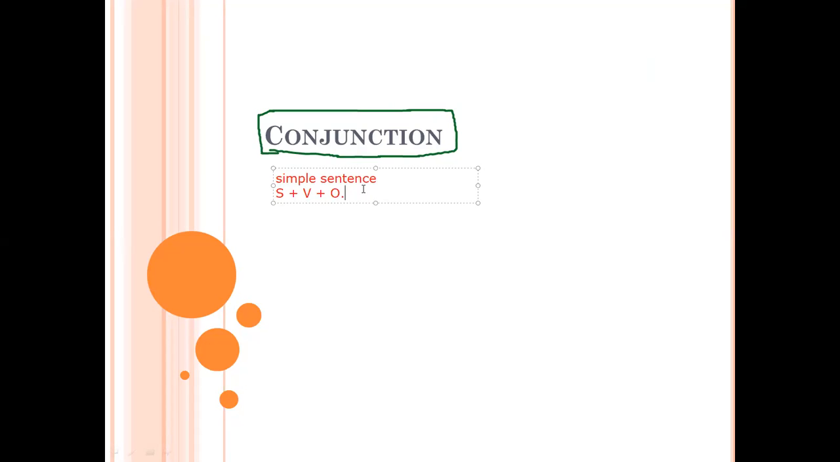Therefore, sometimes we have to bring together two sentences, and sometimes more than two sentences. So how to bring these two or more sentences together? With the help of conjunction. So what is a conjunction? Conjunction is nothing but the word which joins two words, two phrases, two clauses, or two sentences, and from that we get different sentences, and those sentences can be complex sentences.